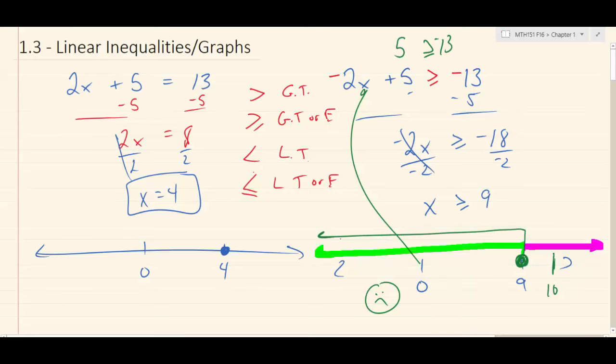If we switch our arrow, that means instead of graphing greater than, we have to graph less than. So we have to change this sign. And what was the stimulus that made that happen? Dividing by the negative 2. So the new rule, we've got to change our rules: anytime you multiply or divide an inequality by a negative, you have to flip your inequality symbol.